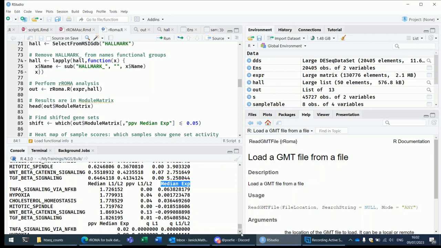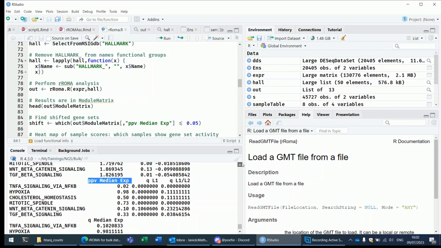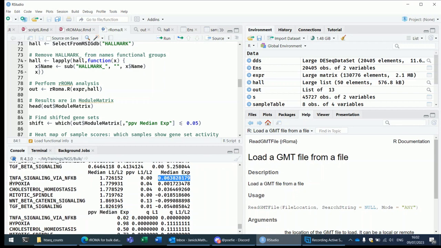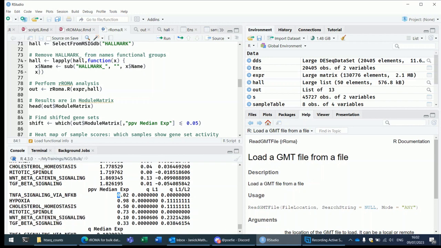And also for the median expression, he calculates a p-value by comparing the median expression of a particular gene set to the median expression of random gene sets. So here also, the lower the p-value, the more likely it is that this median expression that you calculated is very different from the median expression of random gene sets. And random gene sets, of course, you assume that they will all be centered around 0, so that their median expression will be close to 0.